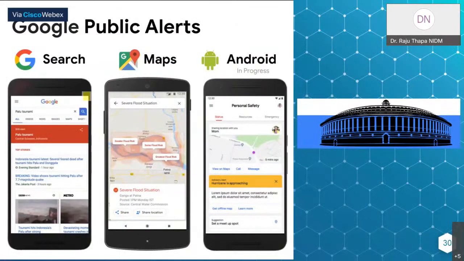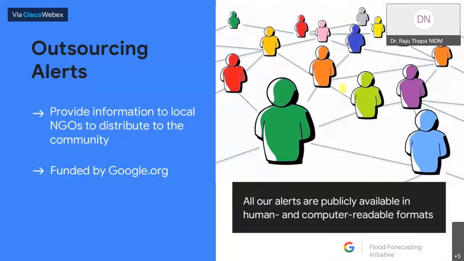And for this Google public alert, you just have to go to Google search, and it will show you a map. If you are located in a severe flood situation, it will show. If you are away from the flood area, it will show a normal flood situation. So it is very user-friendly, and they also provide that information to our government so that they can take immediate action. They also provide it to local NGOs to distribute to the community.